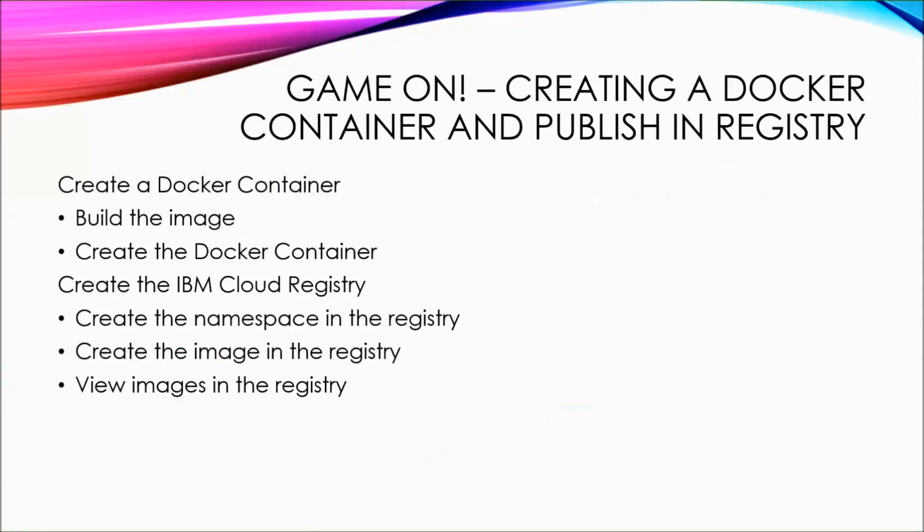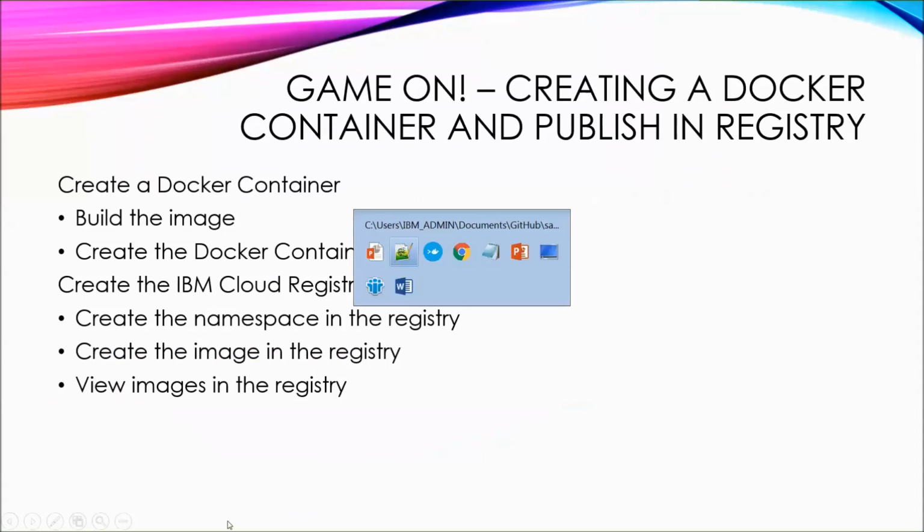So the first thing that we're going to do is go ahead and create a Docker container. To do this, we're going to use the build image functions, and then we're also going to create the Docker container. So we'll do a build and a create. Once that's been done, we'll go in and create the IBM Cloud registry. We'll create the namespace in the registry. We'll then create the image in the registry, and then we'll look at the images that are in the registry. At the completion of this, we'll have the item in the registry, which subsequently then can be published, and we'll do this in a separate session.